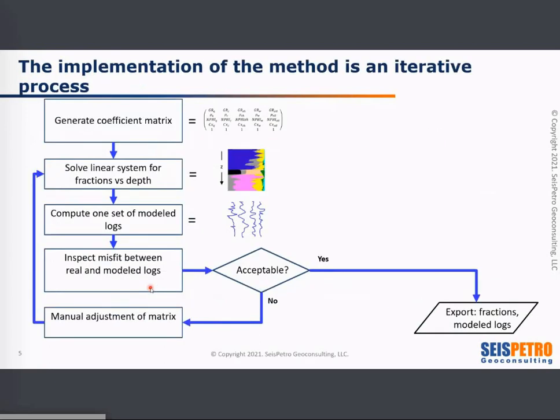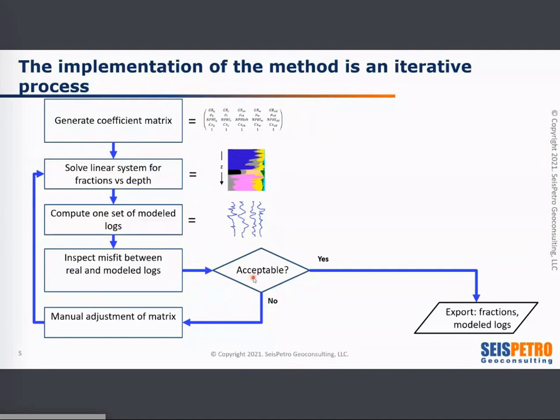So the typical process of regular multimedia analysis in any commercial software follows this kind of schematic representation. It starts with generating a matrix of coefficients, like the one that I showed in the previous slide. The software then goes and solves the linear system of equations. It provides you with the volume of minerals. It then also provides you with the estimated logs. And then the user inspects the misfit between the model logs and the real logs.